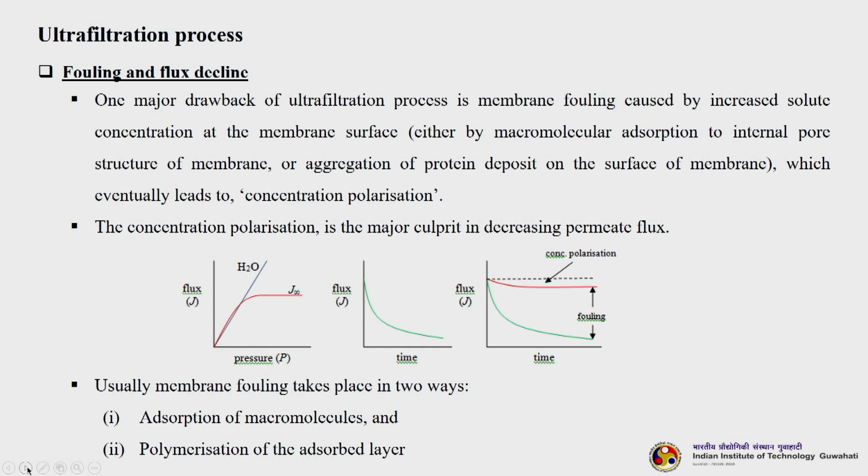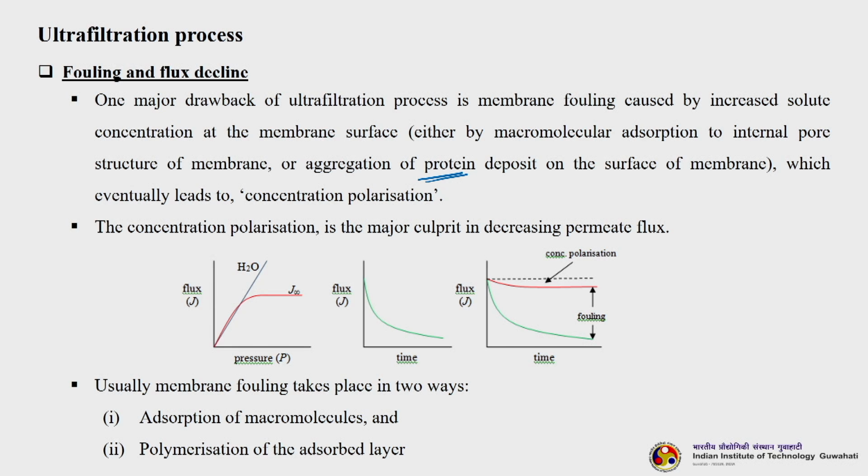So, one major drawback of the ultrafiltration process is membrane fouling caused by increased solute concentration at the membrane surface. Either it is happening by macromolecular adsorption to the internal pore structure of the membrane, or aggregation of protein deposit on the surface of the membrane. Now, it is not always protein, it is just an example; it is any solute that I want to retain. Which eventually leads to concentration polarization.